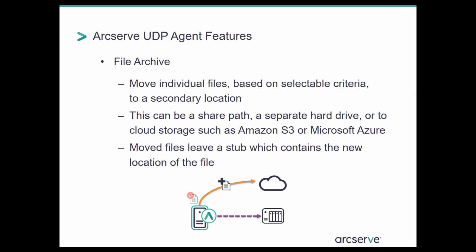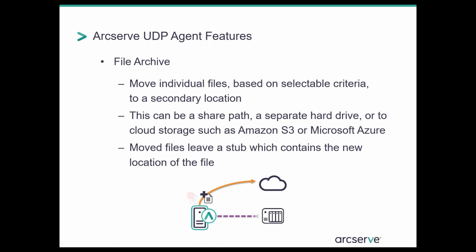When we move the file, we actually leave behind a stub, and that stub is just a text file, and that contains the location of the new file. So if you've archived off files that haven't been accessed for over 30 days or 60 days, and all of a sudden a user needs to access that, they can look in the stub file and it will tell them the new location of where that file now is.